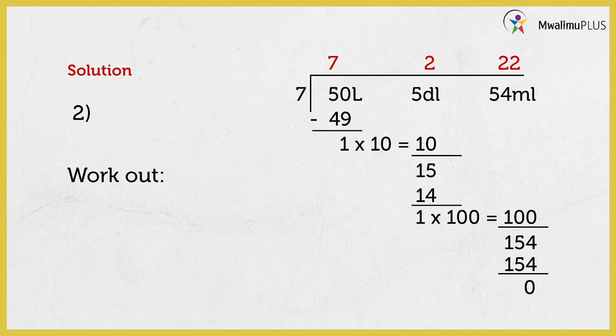So I do subtraction to get 0. So that is it. Now nothing is remaining. Therefore my learners find that the answer now will be 7 liters, 2 dl or deciliters, and 22 ml or 2 milliliters. So that's how it was done.